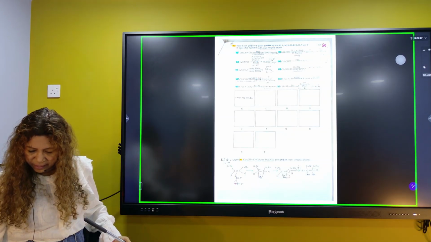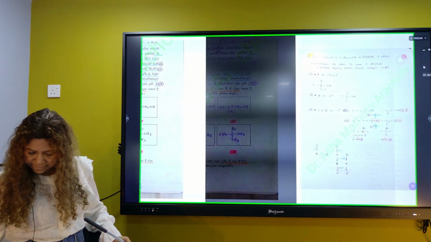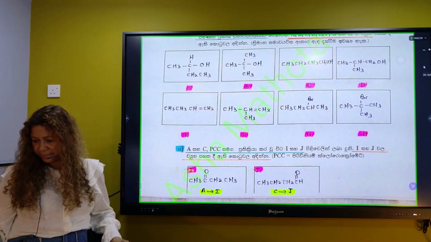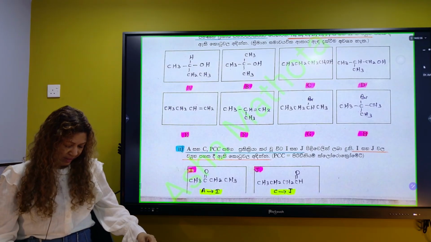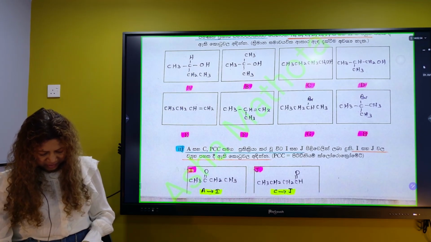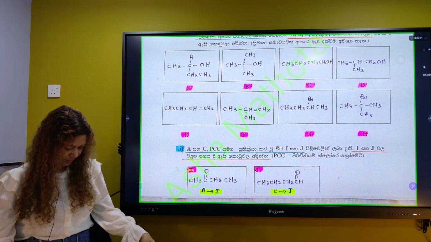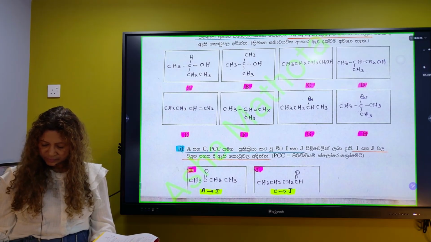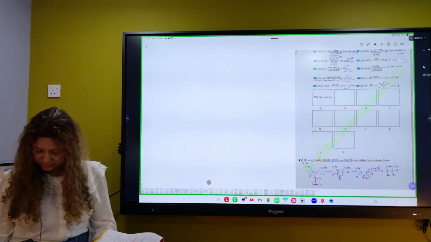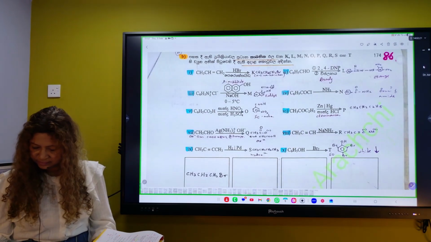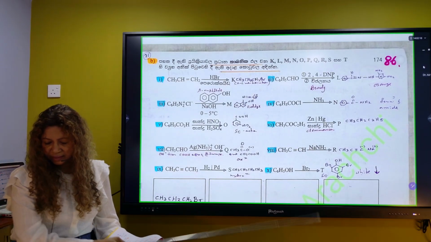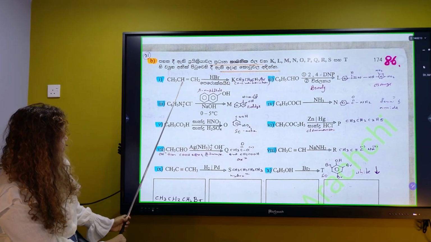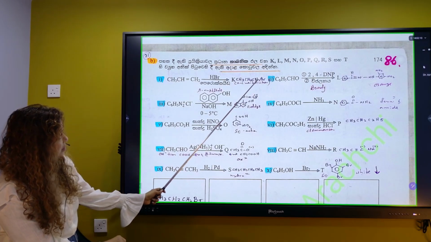Who answers here? Okay. Answers. At the exam, make sure you are not making even a single bit of mistake. Hold on. HBr, peroxide: hydrogen goes to where hydrogen is less, bromine goes to the terminal.